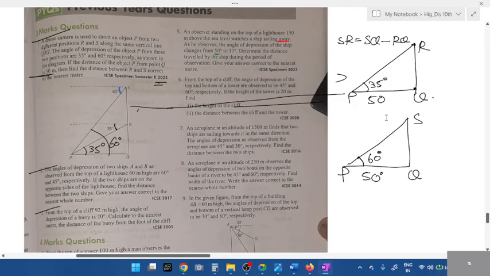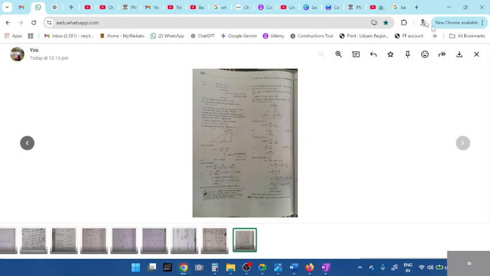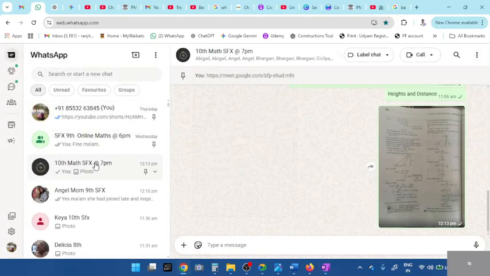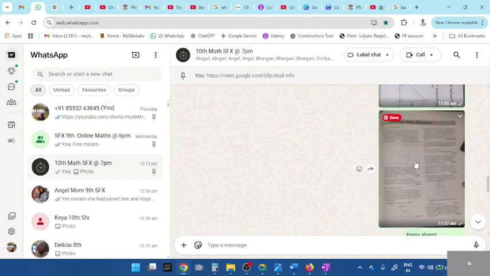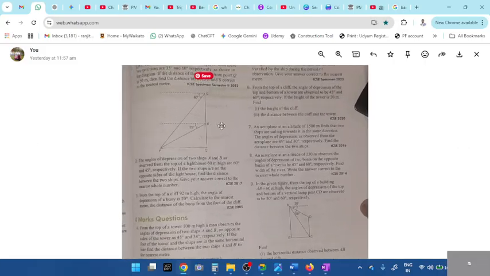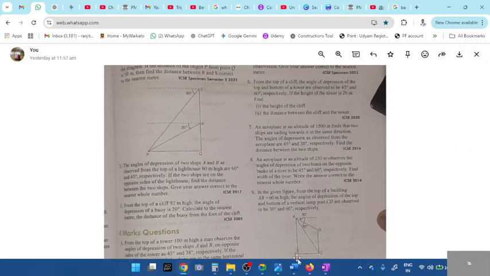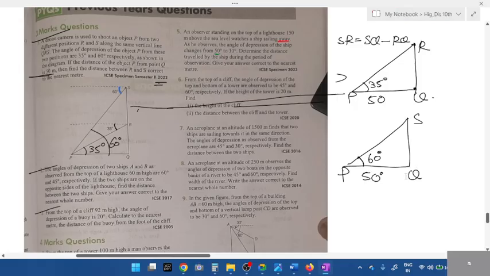I'll show you all the diagram. First copy this diagram. First question diagram for homework. Second one, from the top of a cliff 92, angle of depression of a boy is 20. Calculate. Three questions. Angle of depression, three questions. I've sent it, Ruth. It is very interesting, students. Height and distance trigonometry is actually very interesting to solve. I've sent it in the group. Make a note. Second diagram, I'll explain how to draw the second one.